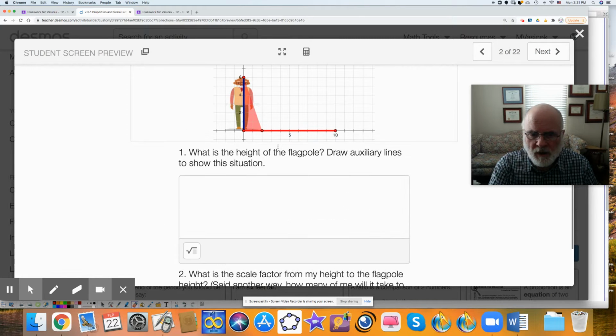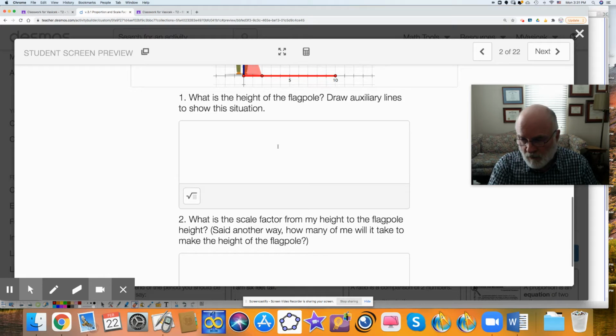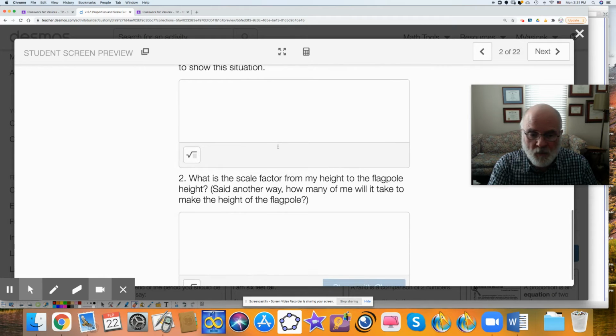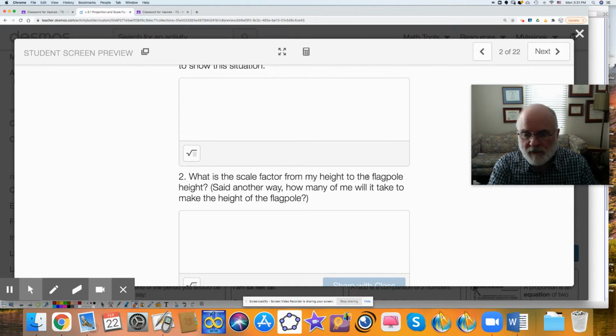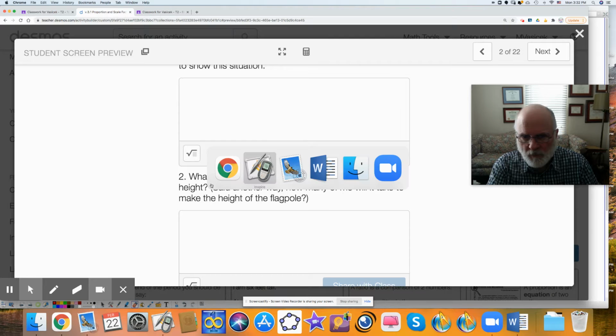And the questions are, how tall is the flagpole? Draw auxiliary lines for this situation. And what is the scale factor of my height to that of the flagpole's height? Said another way, how many of me will it take to make the height of the flagpole?